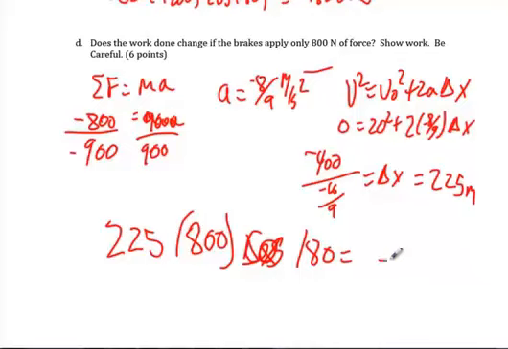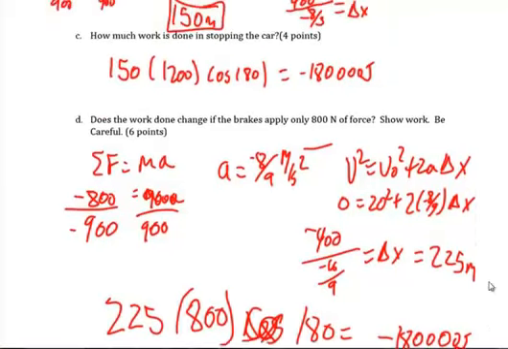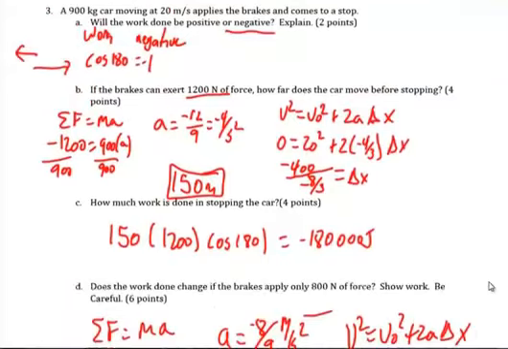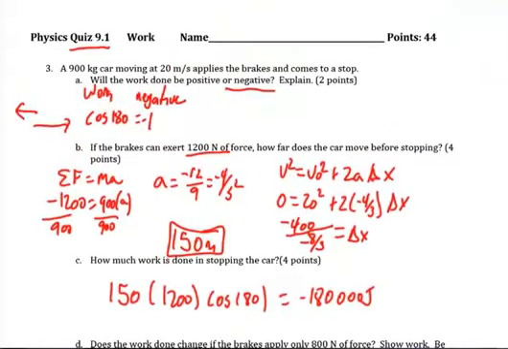I still end up getting negative 180,000 joules. Okay. I had to do all these problems several times, and I see that the work stays the same. It's still 180,000 joules, but that's a lot of work. Now I want to show you how to do that exact same thing from the work-energy standpoint.